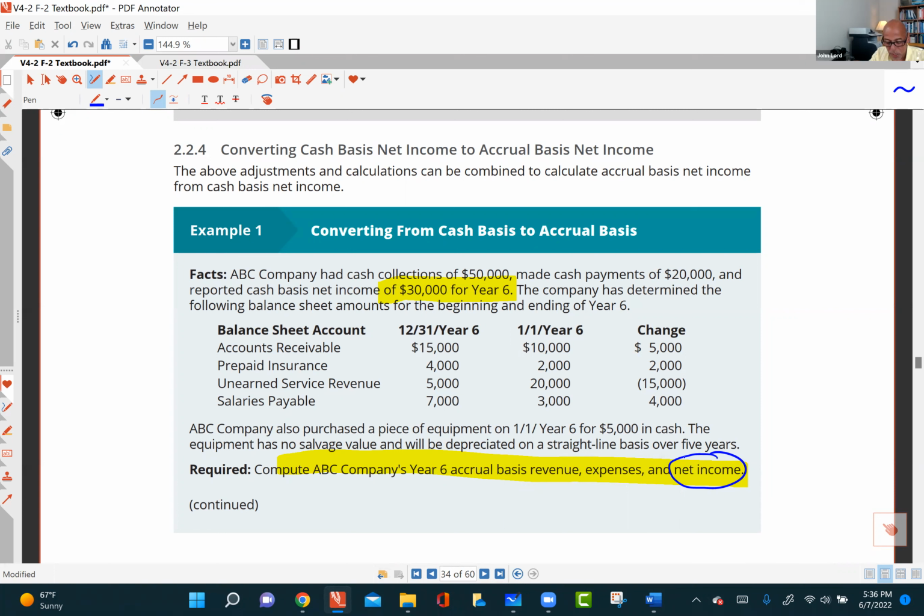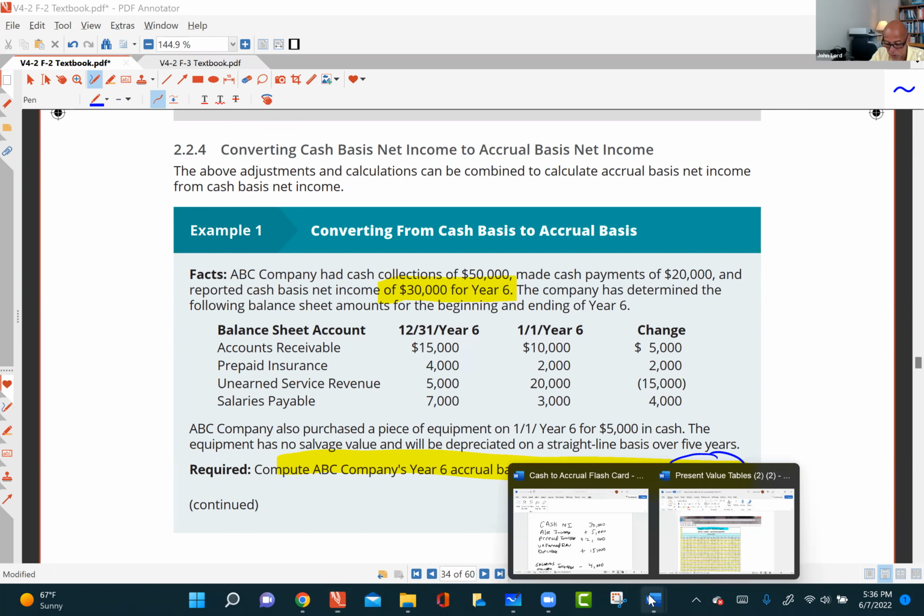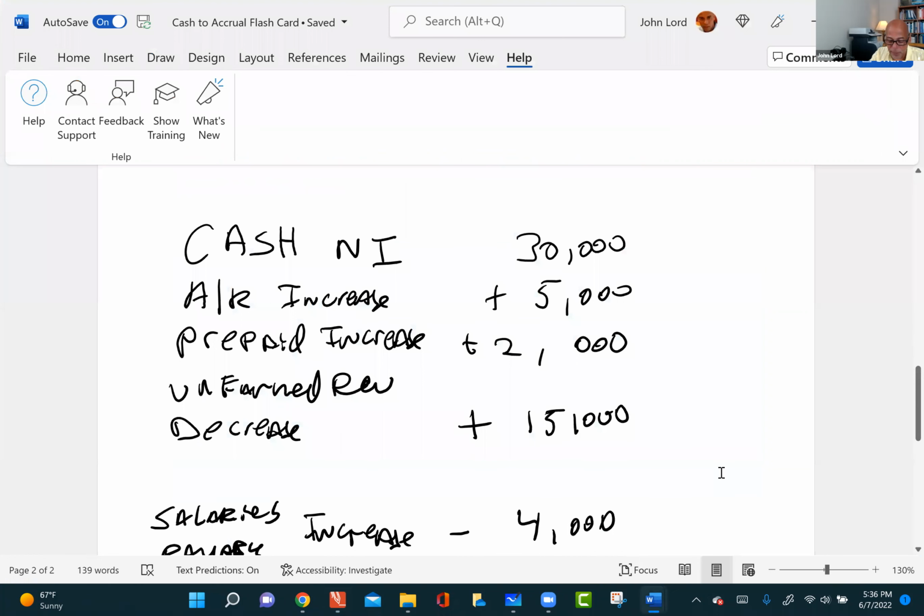Then we have unearned service revenue. Is that a liability? It's a liability. It did what? It decreased. So I am supposed to do the opposite, which means I should go ahead and add that. And so I go back to my little worksheet. Is that what I did? I added it, right? Okay.